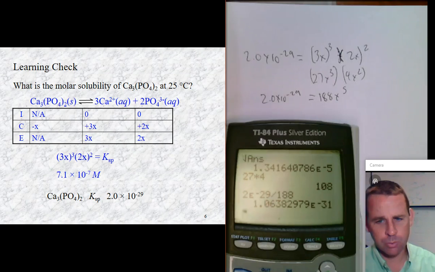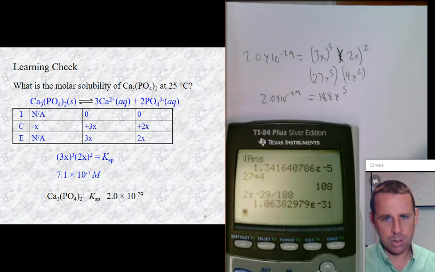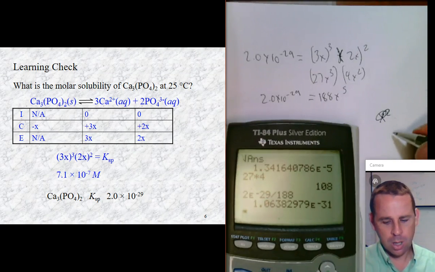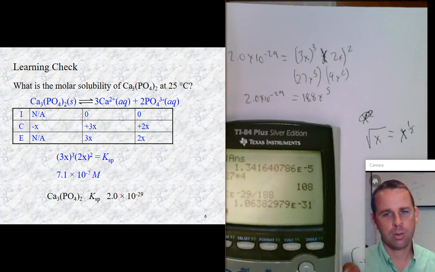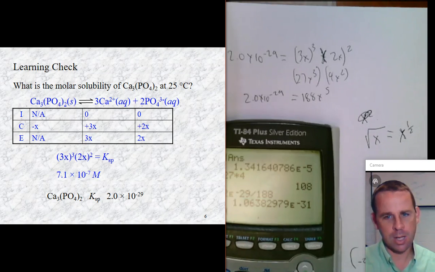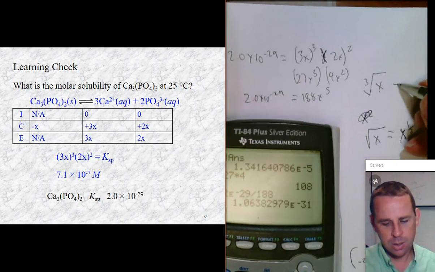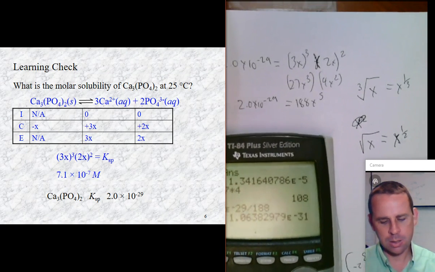Now, how do we take the 5th root of a value? Well, you got to remember that the square root of x is equal to x to the 1/2 power. Or another thing to remind you is the cube root of x is equal to x to the 1/3 power.